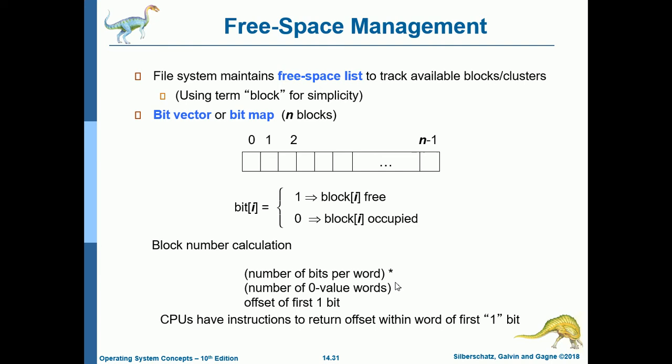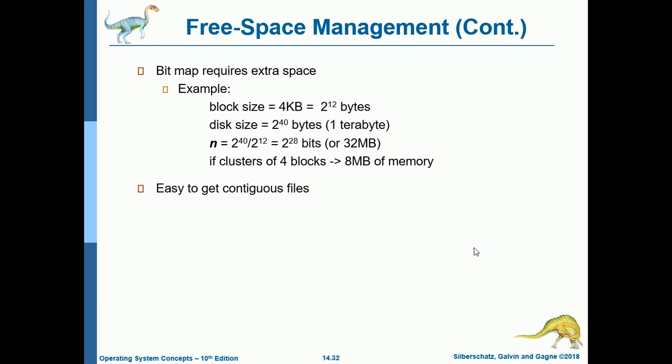So for free space management, the free space list can be a bit vector or bitmap, which is composed of n blocks. So this is the free space list, and it's an array. If bit i is 1, block i is free, meaning it's empty. And if it is 0, the block is occupied. So block number calculation is the number of bits per word times the number of zero-value words plus the offset of the first 1 bit. CPUs have instructions to return the offset within a word of the first 1 bit.